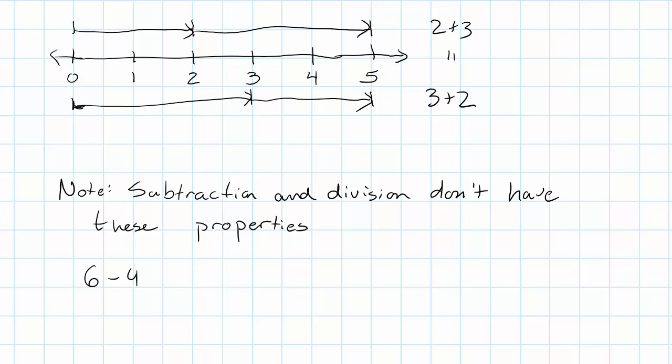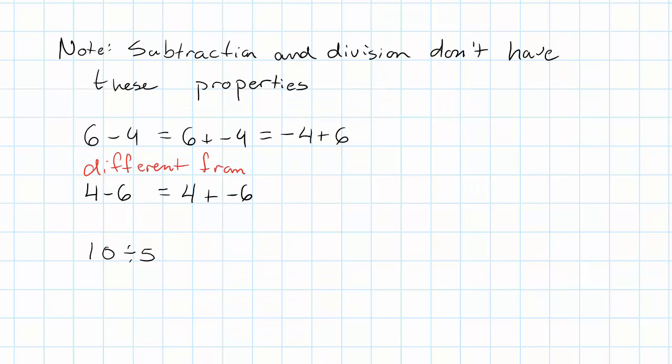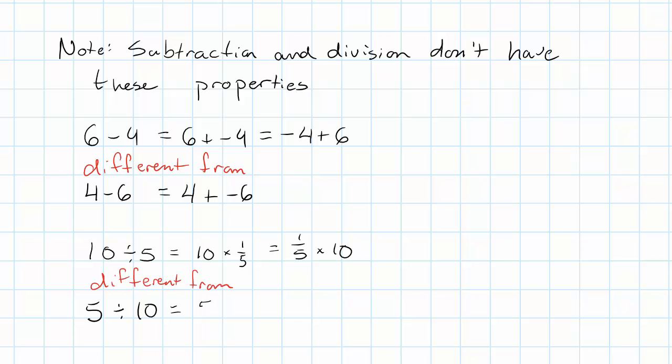So if we take 6 minus 4, that'll be 6 plus negative 4, right? Which is commutative. We could write it as negative 4 plus 6, okay. But that is different from 4 minus 6, which would be 4 plus negative 6. And similarly, 10 divided by 5, that's 10 times 1/5. This multiplication is commutative, so this is 1/5 times 10, no problem. But that is different from 5 divided by 10, which would be 5 times 1/10.